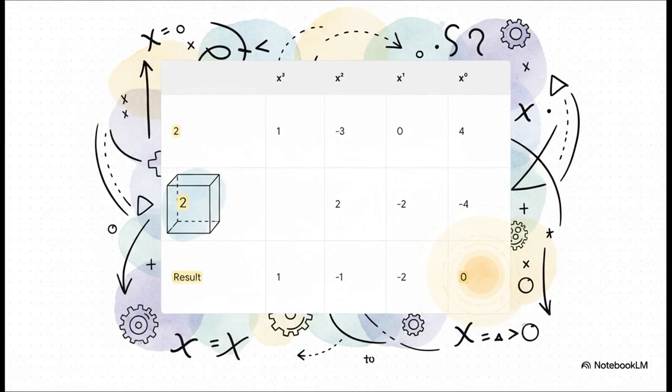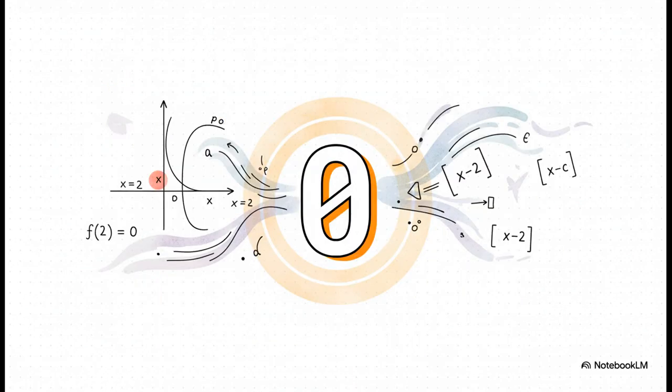Okay, so here's how it works. We put our c value, which is 2, out front in that little box. Then we write down the coefficients of our polynomial. And notice we have to put a 0 in for that missing x term. Can't forget that. Then we just bring down the first number, multiply, add, and boom, look at that final number. Our remainder is 0. So according to our new theorem, that means f of 2 is 0.